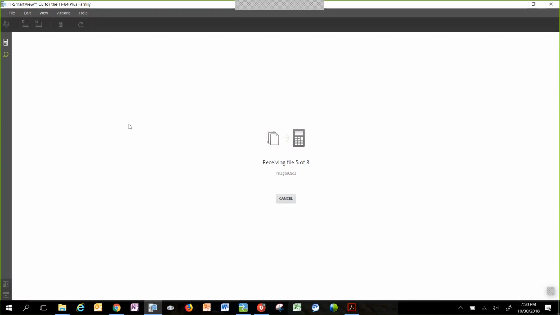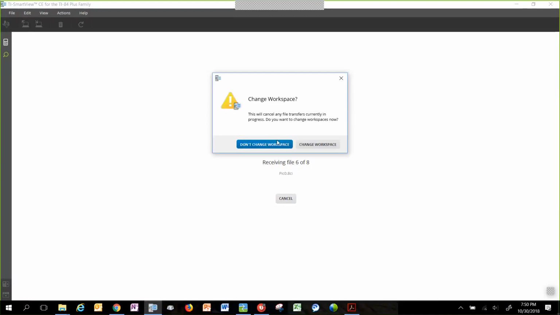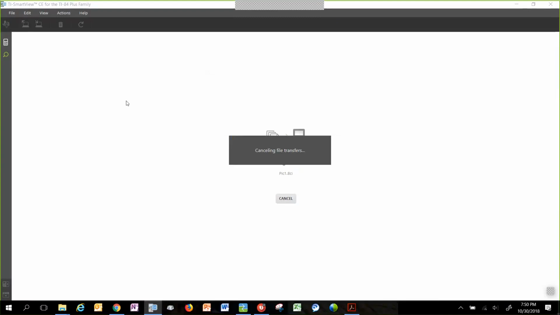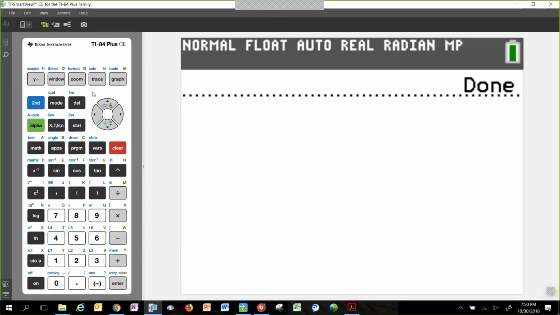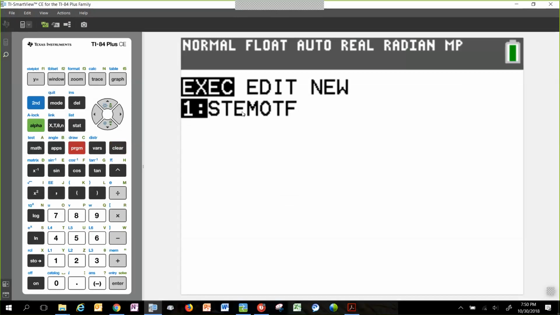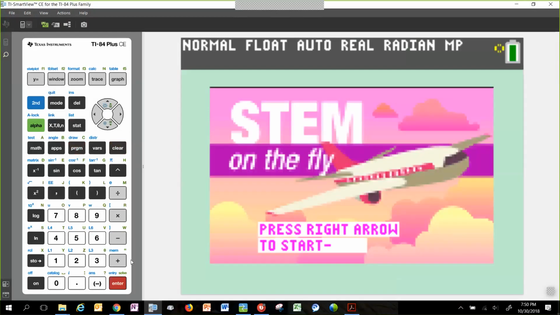But as soon as that refreshes, we'll be able to go back to, in fact, I'm just going to go over here. I just say change workspace, and it'll cancel my file transfers, and I'll show you what it looks like here on the calculator. There's a program called STEM on the fly, so you just press the program key, third row, third column, and execute that program, and it will call up the picture variables, which are being called up in the background, and the pick bars that you need for all the different simulations. So that's the way that gets onto the 84.